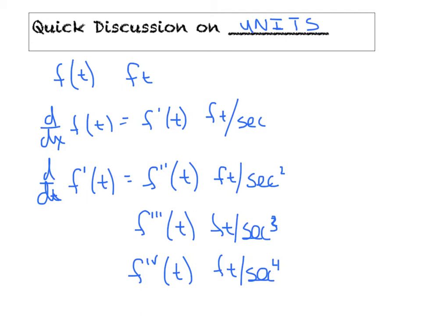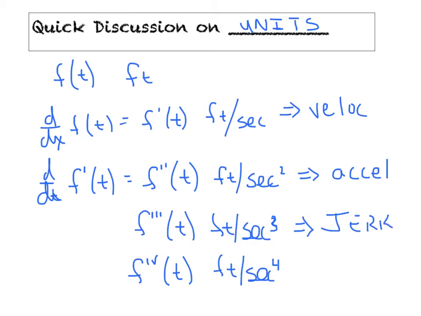Now, I have no idea what that means. I know feet per second is typically velocity. I know feet per second squared is typically acceleration. The physics folks will tell you that feet per second cubed is something they like to call jerk. In other words, the rate at which the acceleration is changing. But this last one, I have no idea what it means, but I just wanted to throw it out there just to emphasize the units.